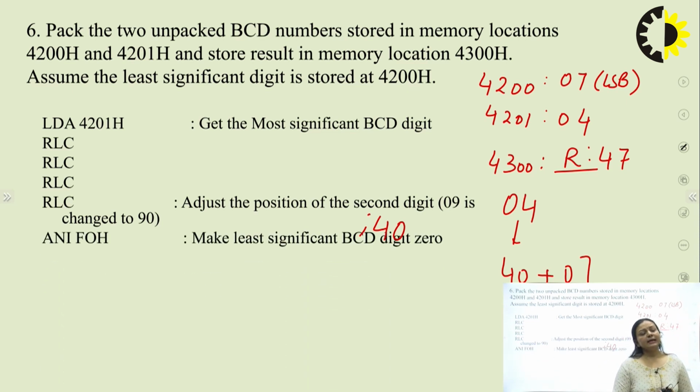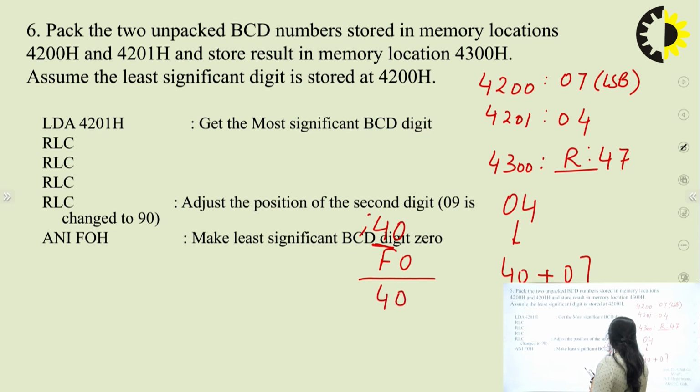Next, I say ANI F0. It may be due to carry or due to any noise that the data may vary. Because I am interested only in the upper part, the F part, I say just mask the lower 4 bits. So we perform the AND operation with F0. Where I am interested in the bits, I have placed F there. So I will get the answer as 40H.